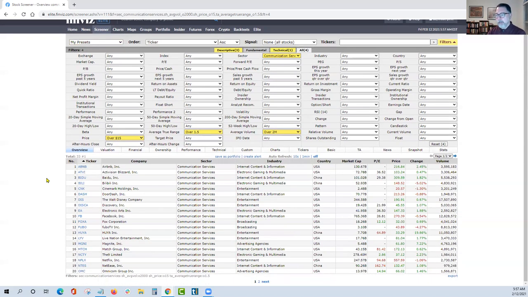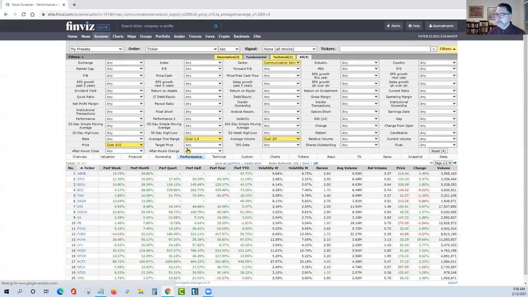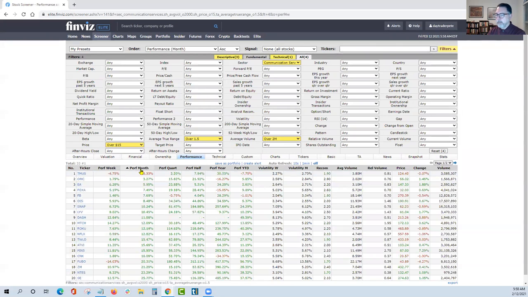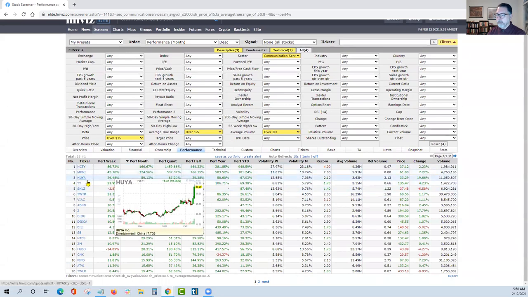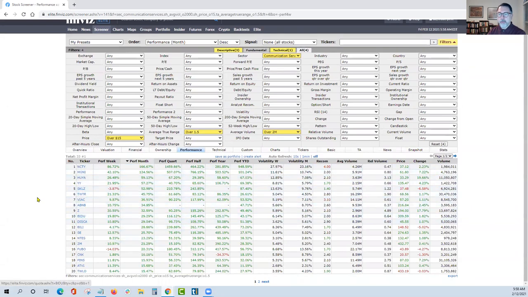Now we're going to break it down a little bit deeper. So you can see this is the sector, the broader picture of that sector that's been the strongest over the last 21 trading days. But then you break it down even further and you can see the industry group. So what we're going to do now is go to performance for those same 33 stocks, and we're going to sort it by the month again.